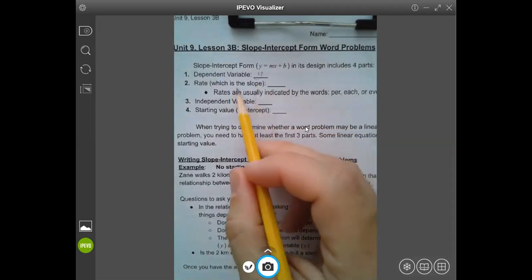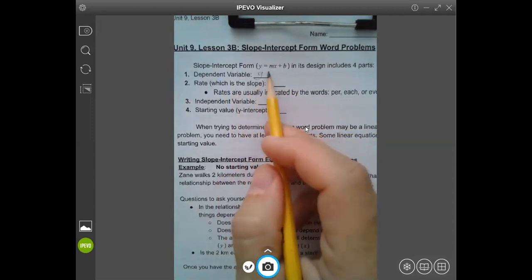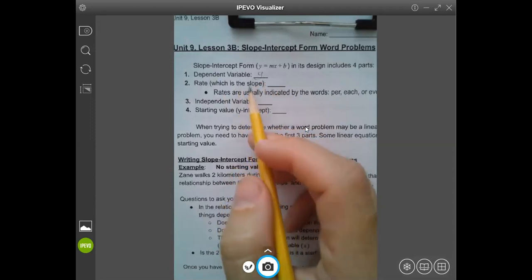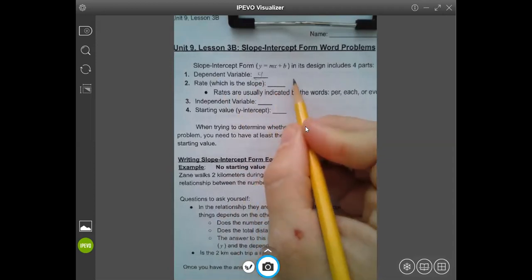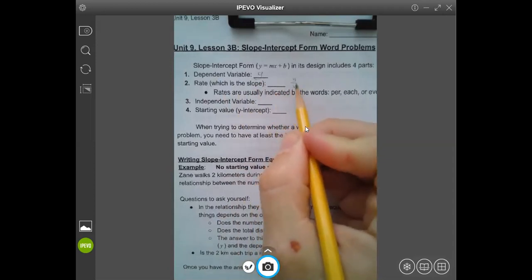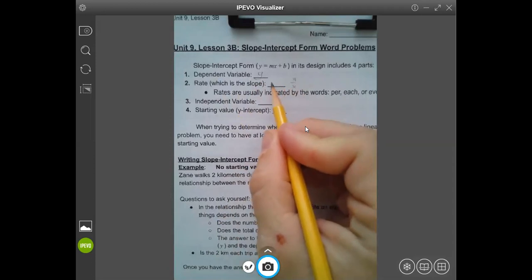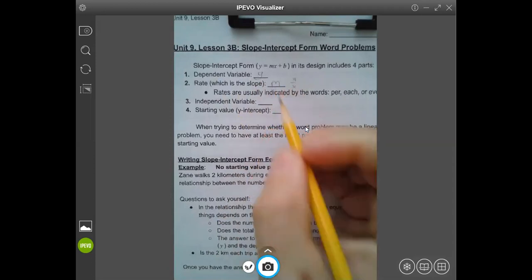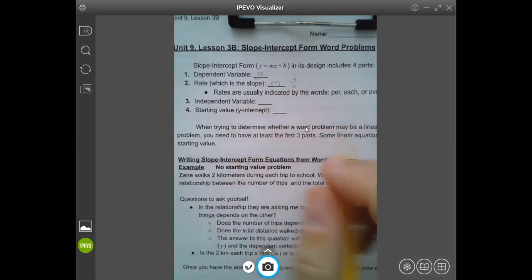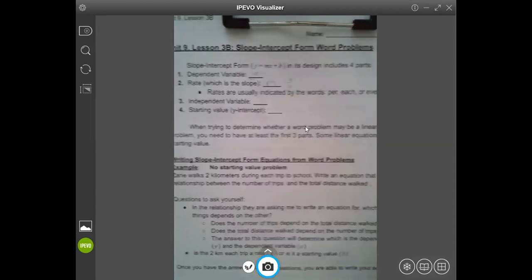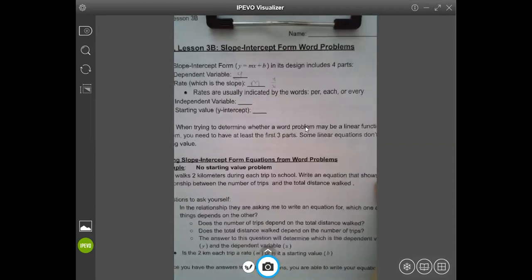So the rate that is usually stated in a word problem for slope-intercept form would be our slope, right? We've talked about slope being our rate of change between our y value compared to our x value change, right? That ratio. So our slope, or m in this, is our rate that will be stated in the problem, right? And rates are usually indicated by the words per, each, or every. Not that they can't be shown other ways, but those are the primary wording that will indicate that something is a rate for you.